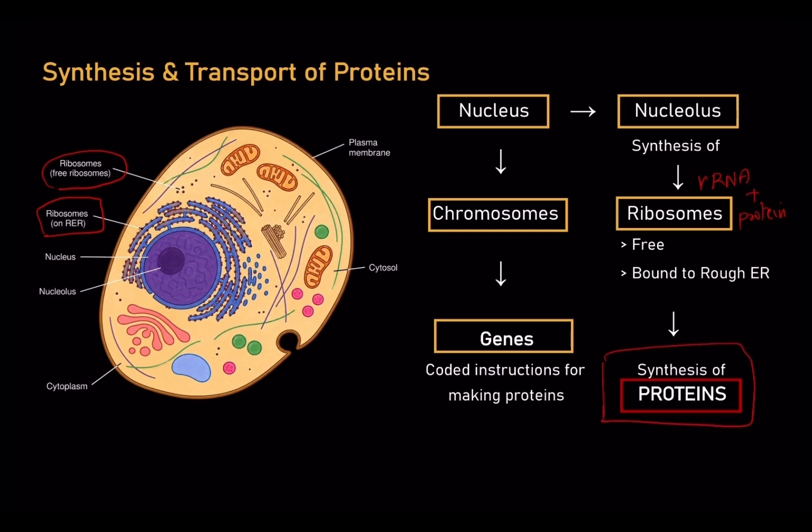Ribosomes are responsible for the synthesis of proteins. Ribosomes are like the machinery that are responsible for building proteins. So when amino acids join up in a particular sequence, you get a protein. Here's the question. Where do ribosomes get the instructions to make proteins?